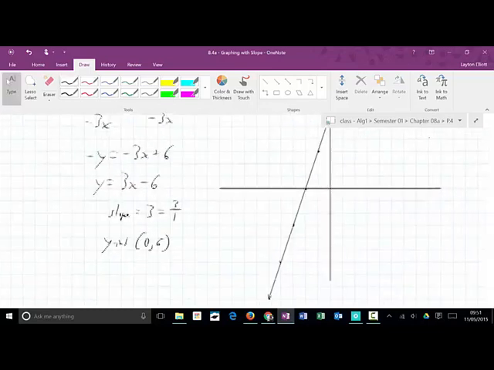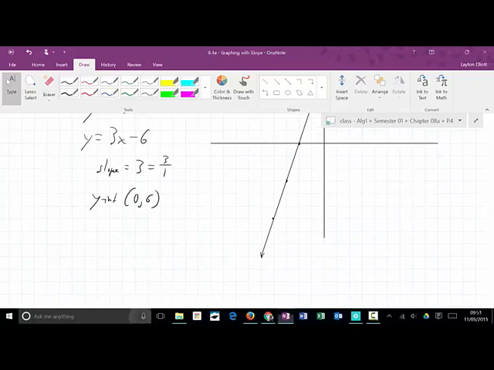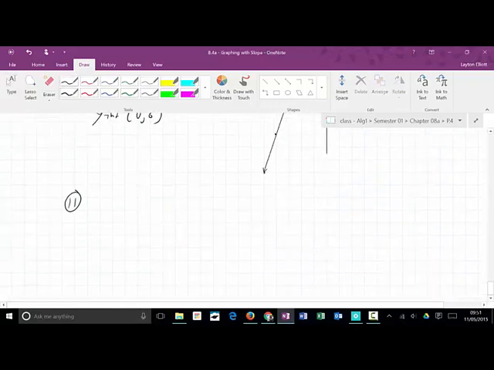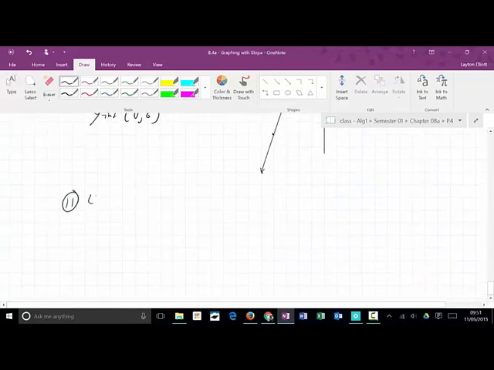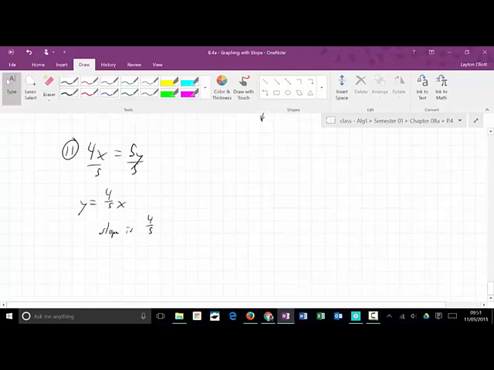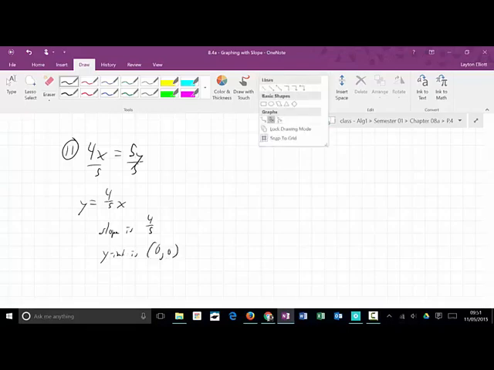I'm going to give you one more example, because sometimes people get a little confused if the y-intercept is a specific number. If I say 4x equals 5y, we still want to solve for y, so I'm going to divide both sides by 5, and I would get y is equal to 4/5 x. My slope is 4/5. My y-intercept is 0, 0. So that's the origin.